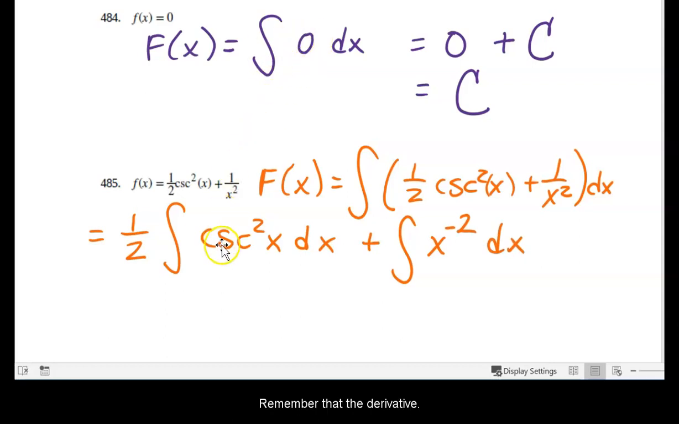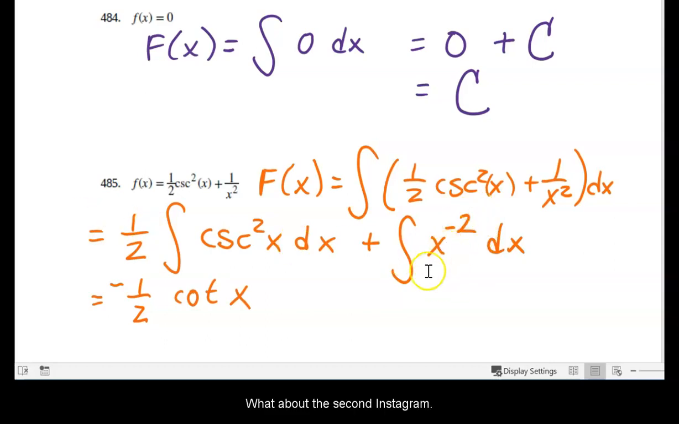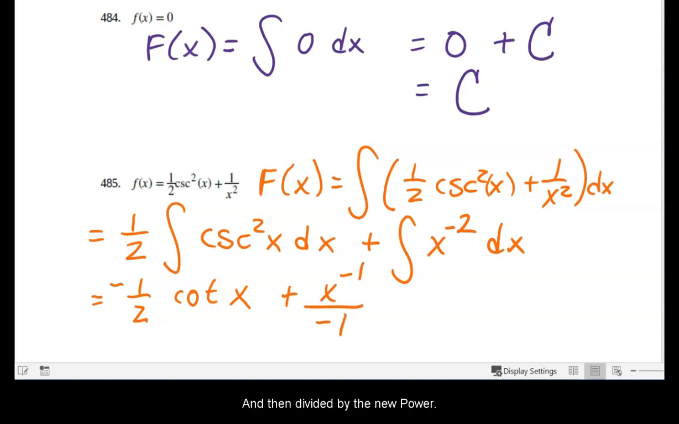Remember that the derivative of cotangent will give us negative cosecant squared, so the derivative of negative cotangent would give us cosecant squared. Therefore, the antiderivative of cosecant squared would be a negative cotangent of x. What about the second integral? To do the second integral, we need to apply the power rule for integrals, which means add 1 to the power so that negative 2 plus 1 becomes negative 1, and then divide by the new power. Don't forget to add the plus c.